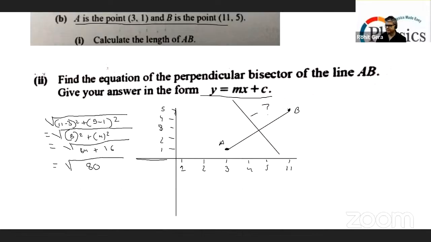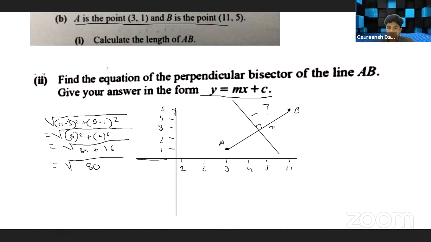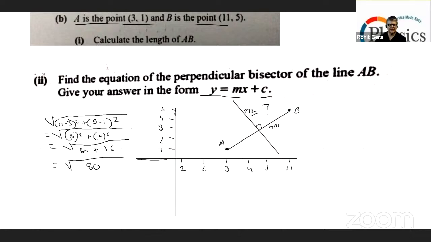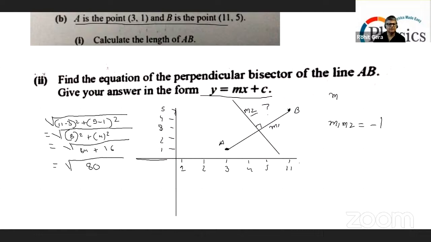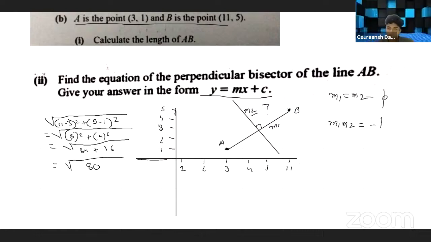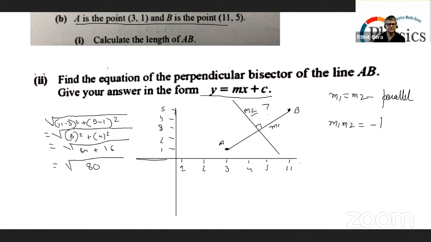Okay? You know the gradient rules. Perpendicular lines, if I know M1, if I know M2, the product has to be minus one. For parallel lines, they are equal. Same. Rule number one, perpendicular lines, this is a rule.